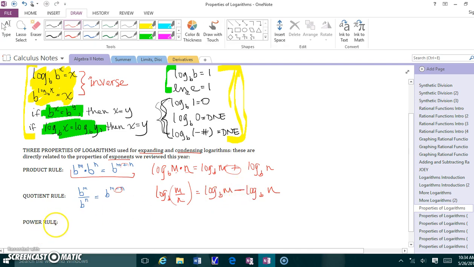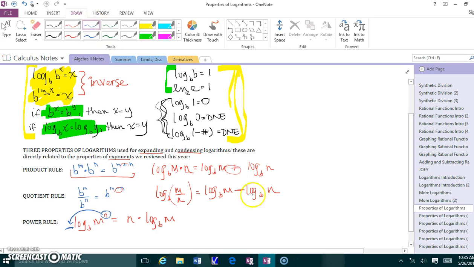Now the power rule doesn't really come exactly from the properties of exponents. There's not a property of exponents that looks exactly like it, so I'll just give it to you. Log base b of m to the n. What this one says is if there is an exponent on whatever you're doing the logarithm of, and you're expanding, you bring that exponent down front, and what it becomes is n times log base b of m.